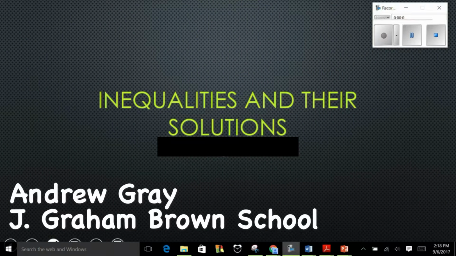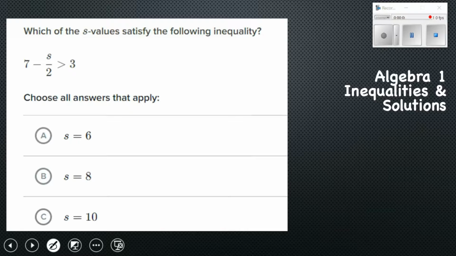Today we're going to look at inequalities and their solutions. The first example I've given for us is off of our Khan Academy assignments. We have this example here where we're checking three different values of S to see if they work. So I'm going to indicate over here where we're going to plug it in.